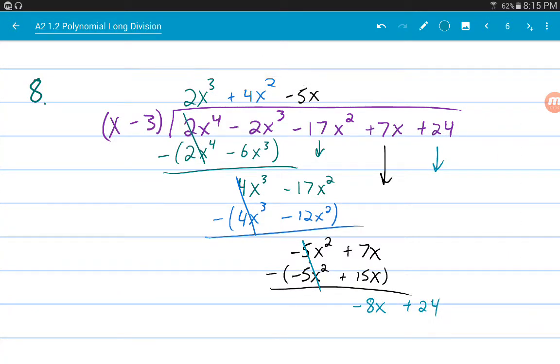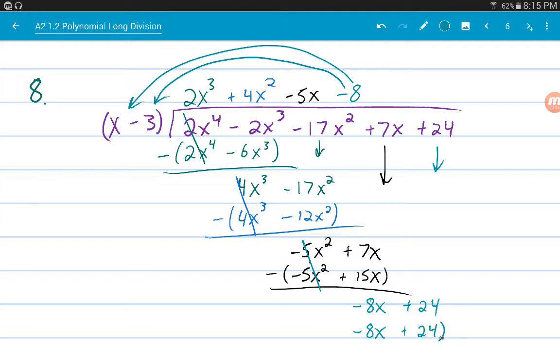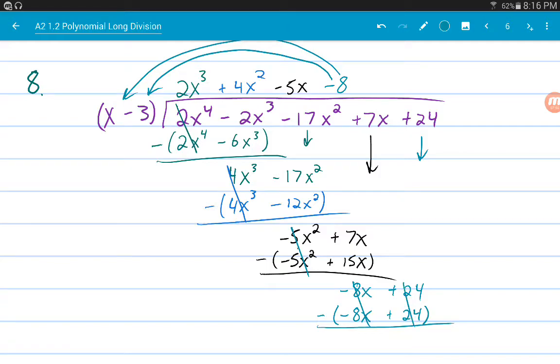Last little cycle here. X goes into negative 8x negative 8 times. Negative 8 times x is negative 8x, and negative 8 times negative 3 is going to be a positive 24. Parentheses and subtract, and these both cross out, and I get 0 remainder. So this up here would be my answer then.